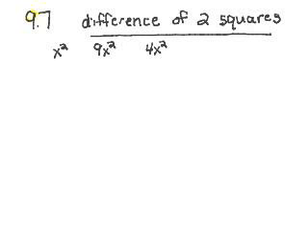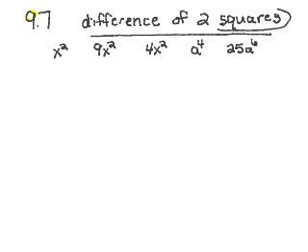Now we can take something other than just the variables raised to the first power. Let's say we had an a squared. An a squared times an a squared is an a to the fourth. So an a to the fourth is a square. 5a to the third times 5a to the third would be 25a to the sixth. So that is a square. So all of these are examples of squares.